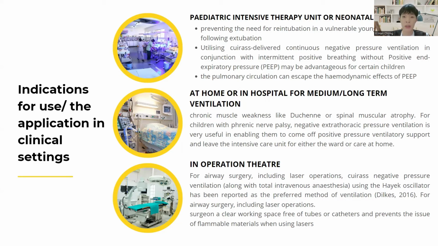Lastly, it also aids medium and long-term ventilation at home, especially for children with phrenic nerve palsy. Negative extrathoracic pressure ventilation is very useful in enabling them to come off positive pressure ventilatory support and leave the intensive care unit. Next, I would like to pass it on to Fujin.